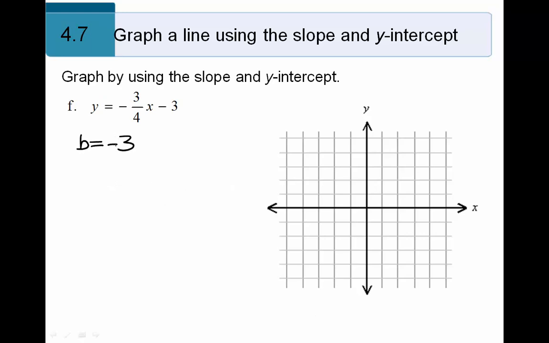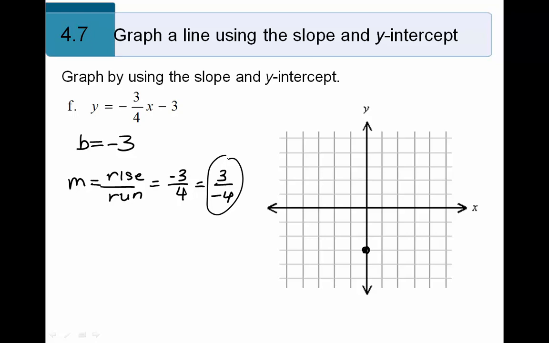Y-intercept equal to -3. Slope, rise over run. We can use -3/4, or we can use 3/4. So I'm going to use this one right here. I'm going to rise 3, 1, 2, 3, run -4, 1, 2, 3, 4. So I just used my y-intercept and then plotted one additional point. Rise 3, run -4.